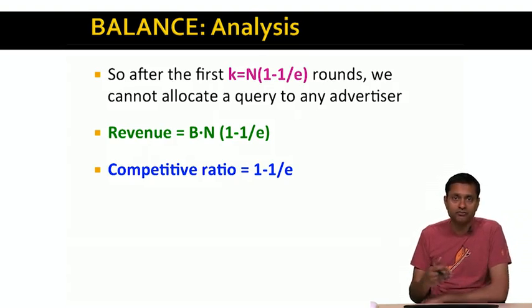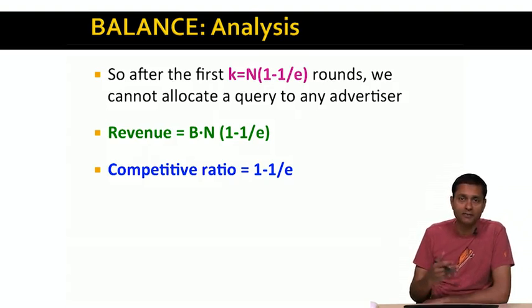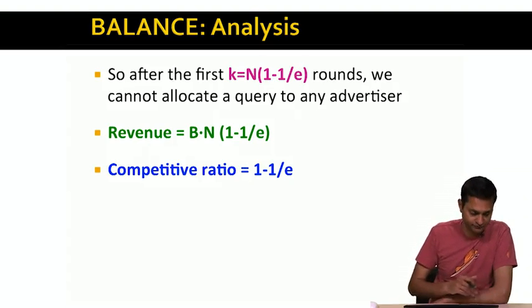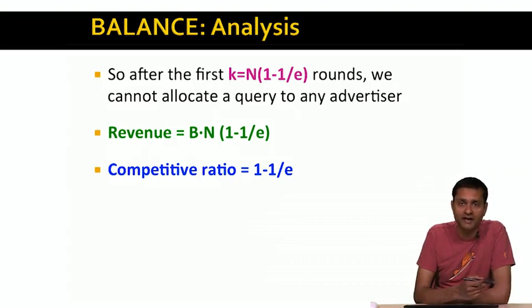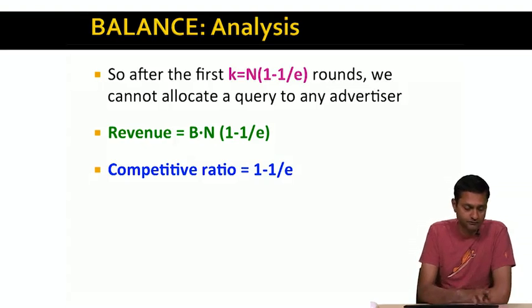The actual proof that the balance algorithm has this competitive ratio and can do no worse than 1 minus 1 by e is outside the scope of this lecture. And I encourage you to read the actual paper for that proof.